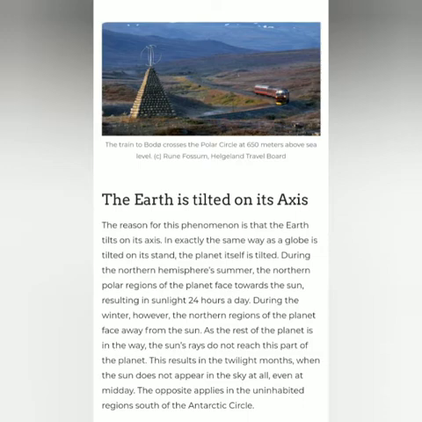During the Northern Hemisphere's summer, the northern polar regions of the planet face towards the sun, resulting in sunlight 24 hours a day, so all day and night. During the winter, however, the northern regions of the planet face away from the sun, as the rest of the planet is in the way. The sun's rays do not reach this part of the planet. This results in twilight months, when the sun does not appear in the sky at all, even at midday. And the opposite applies in the uninhabited regions south of the Arctic Circle, so back down in the South Pole.